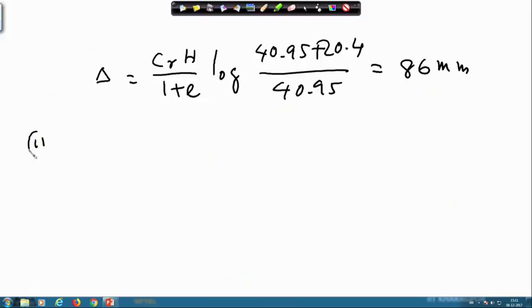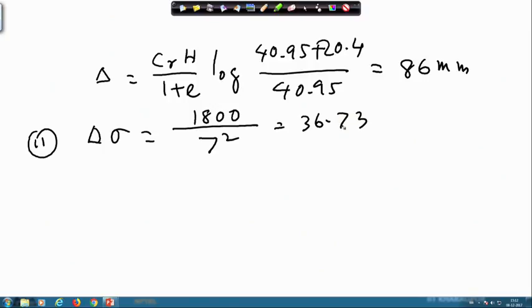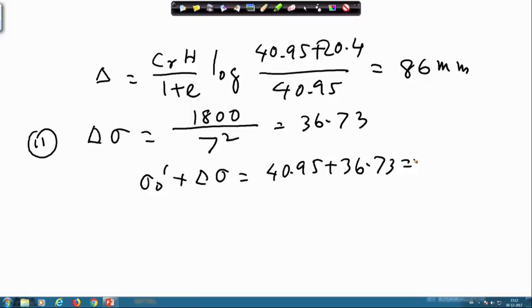For the second case, delta sigma will be equal to 1800 divided by the same 7 square, and that is equal to 36.73. So, sigma naught dash plus delta sigma will be equal to 40.95 plus 36.73 will be equal to 77.68, which is greater than 70, that is sigma P c.